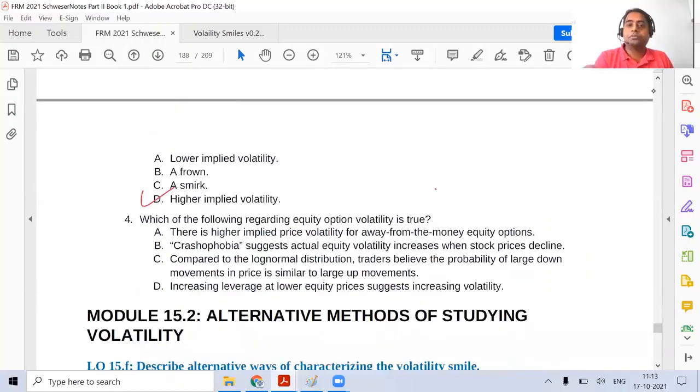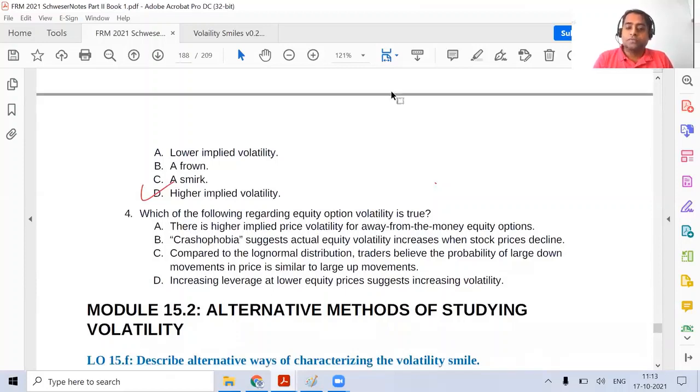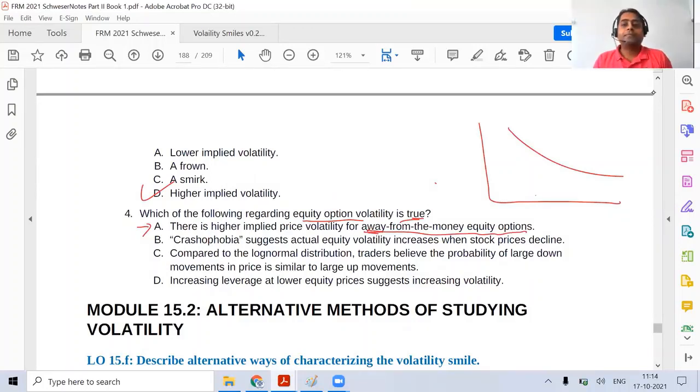Let us go to the fourth question. Which of the following regarding equity options is true? Is the first option correct? There is higher implied volatility for away from the money equity options. Is it correct? Because in equity options, we saw something like this. When they use the word away, it means both sides, right? So this is incorrect. Let me talk about the C point. Compared to the log normal distribution, a trader believes that the probability of a large down movement is similar to a large up movement, which is incorrect.